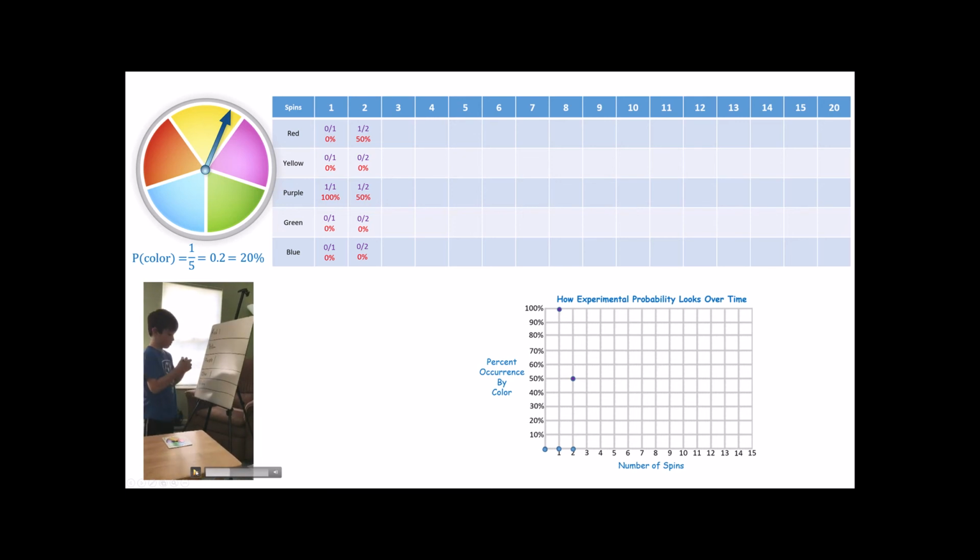The third spin is a blue. I'm going to do the exact same process. Notice the only possibilities now: something could have happened 0 out of 3 times, 0% of the time, 1 out of 3, which is 33% of the time. It is possible something could have happened 2 out of 3. Maybe I spun 2 purples in a row. I don't know. 66.6% of the time repeating, or 100%. It is impossible to get an experimental probability of 20%.